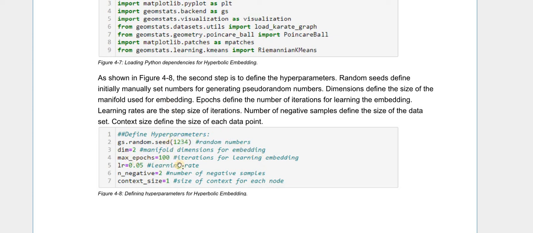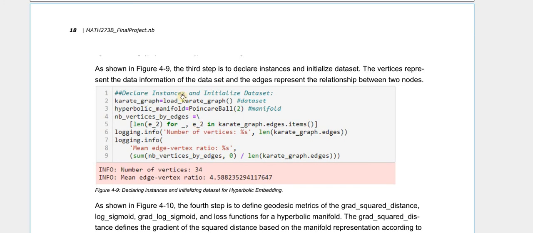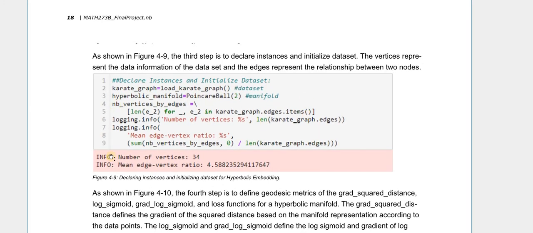And the epochs here is just another name for iterations. This is how many times we're going to iterate the mappings and the minimizing of the geodesics for learning the embedding or the manifold that underlies your data. And the learner is a subset of your iterations. The smaller it is, the better. The number of negative samples in this case is the number of data sets that you have on the size of your data set, and then the context size is the size of your data points. Okay, so the next step here is declaring and initializing your data set.